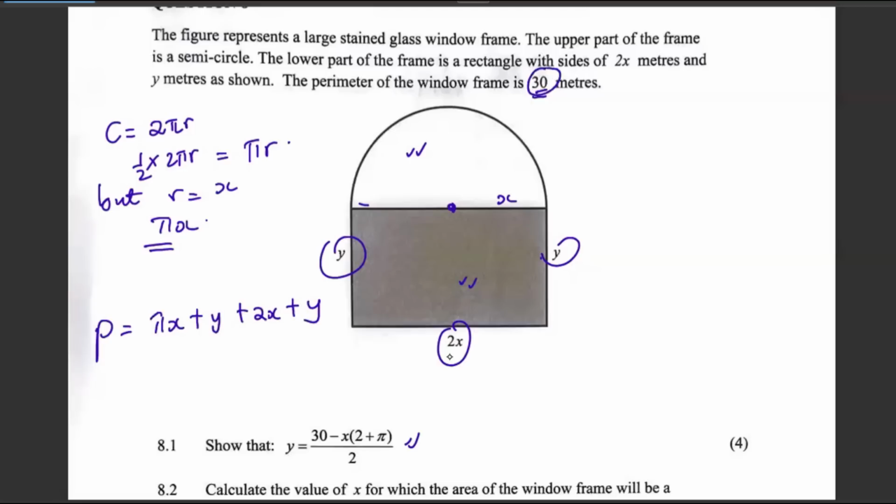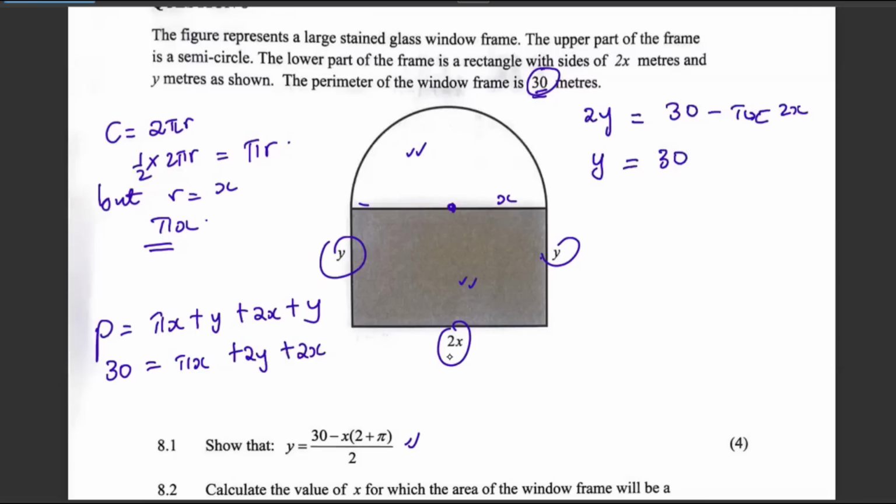They told us the perimeter is 30. So 30 is equal to pi x plus 2y plus 2x. They want us to make y the subject. So meaning that 2y is equivalent to 30 minus pi x minus 2x. So let's take out the x. So meaning that y is going to be 30, let's take out the negative x, we shall have a pi plus 2, or 2 plus pi. Then I'm going to divide this by 2. So that is what the question technically wanted.